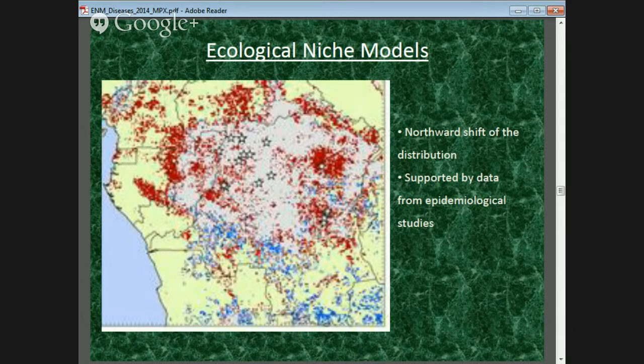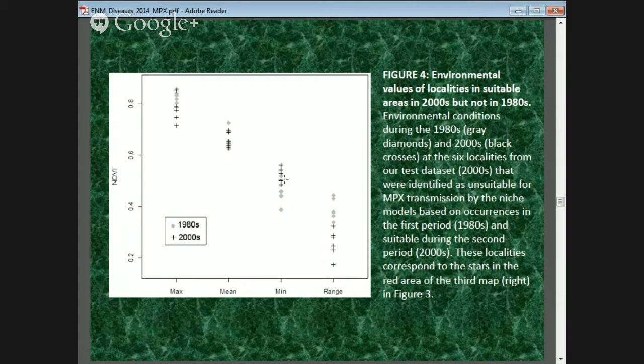If you look very closely, and I know it's hard to see, there are some stars that fall in areas that are marked as red. So they were not suitable back in the 1980s, and they are suitable now. If we look at their environmental conditions in those places in these two periods of time, the 1980s are represented by the gray diamonds, and the 2000s are represented by the black crosses.